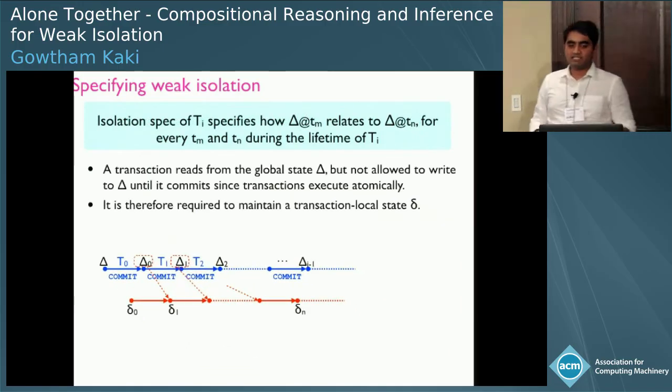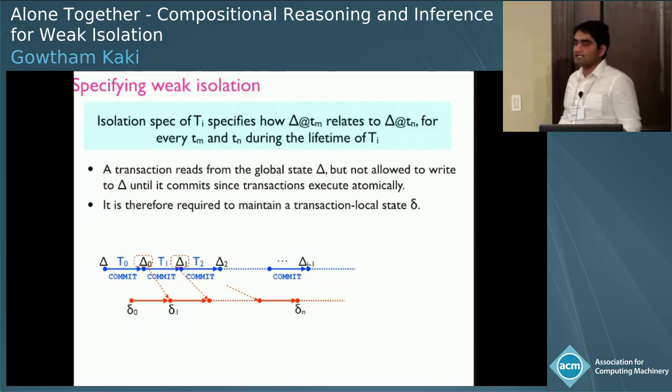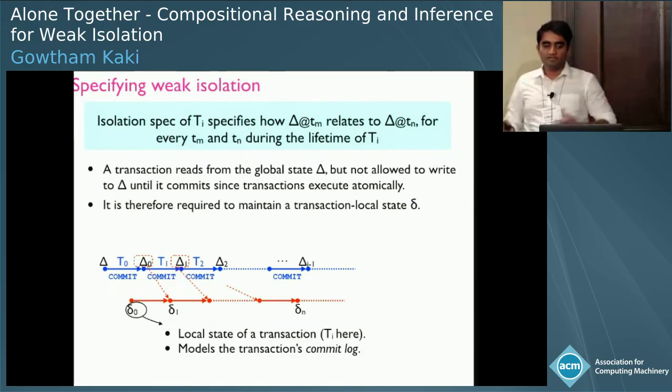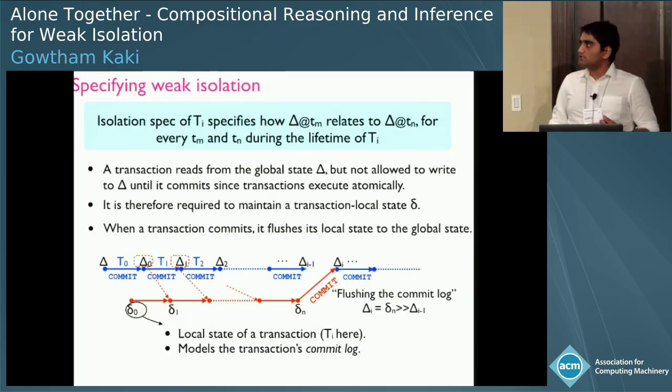Atomicity dictates that a transaction cannot flush its writes to the global state until it commits. So it is required to maintain a transaction-local state. I call it a small delta. This is not an artificial artifact. In fact, it models something which is very real, it's called a commit log. So transactions often keep a commit log, and they flush the commit log to the global database state when they commit. So when the transaction commits, it flushes the local state to the database state to actually have the commit step.